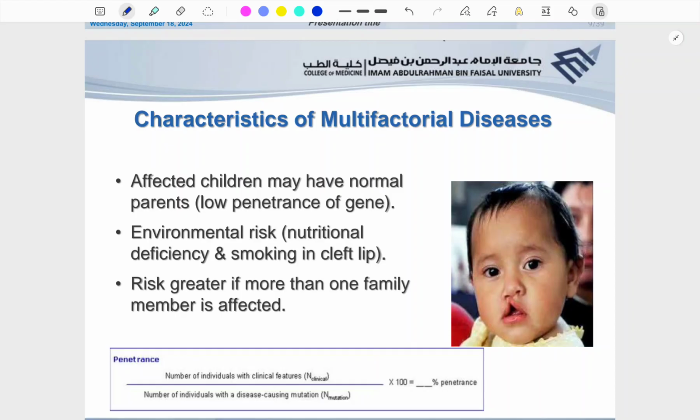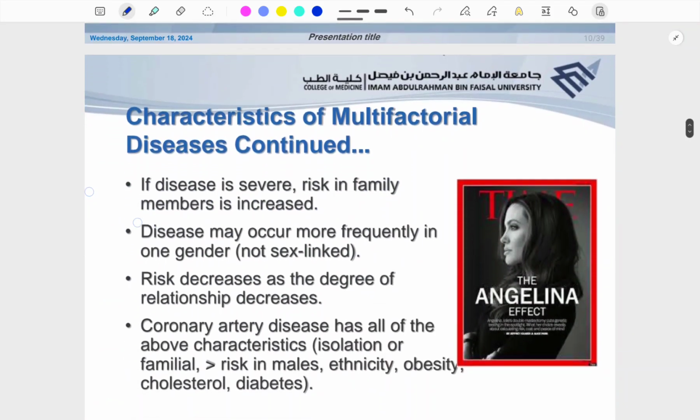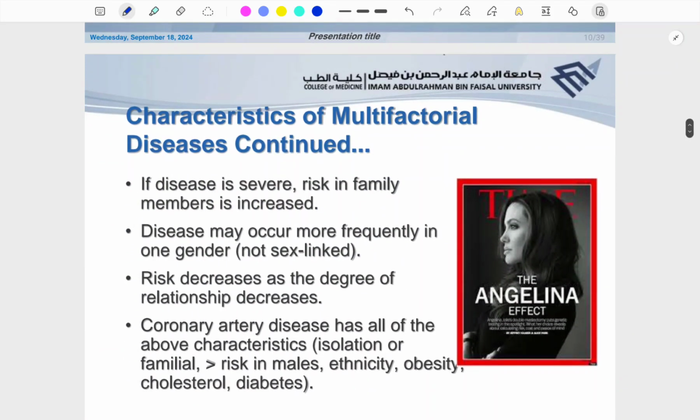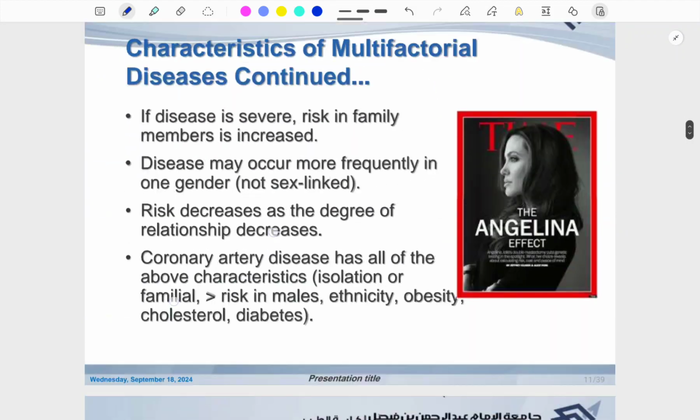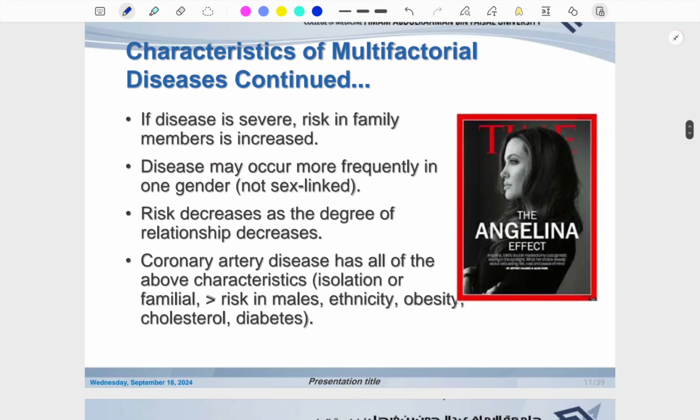Risk is higher if more than one member of the family is affected. If the disease is severe, the risk in the family member is increased. The more severe, the more copies of the bad gene have been inherited. Disease may occur more frequently in one gender. If you see a man with breast cancer, which is uncommon, that means it's extremely bad. I expect all the females in his family will have breast cancer, because it is a rarer thing.